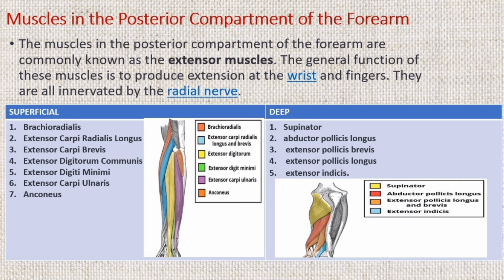Supinator. The supinator lies in the floor of the cubital fossa. It has 2 heads, which the deep branch of the radial nerve passes between. Attachments. It has 2 heads of origin. One originates from the lateral epicondyle of the humerus, the other from the posterior surface of the ulna. They insert together into the posterior surface of the radius. Actions. Supinates the forearm. Innervation. Radial nerve deep branch.